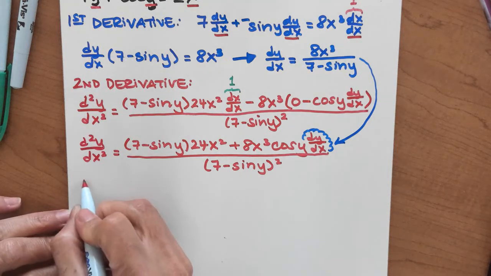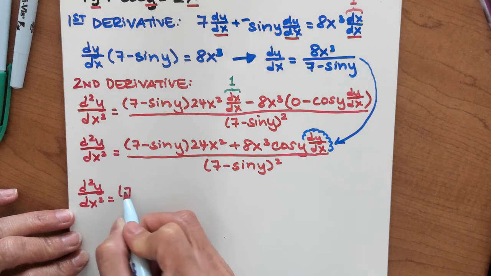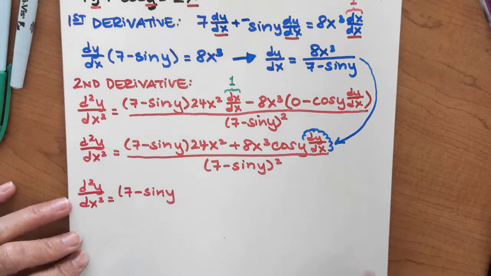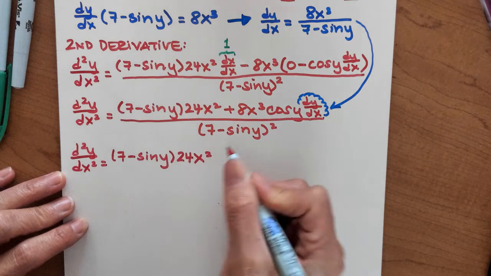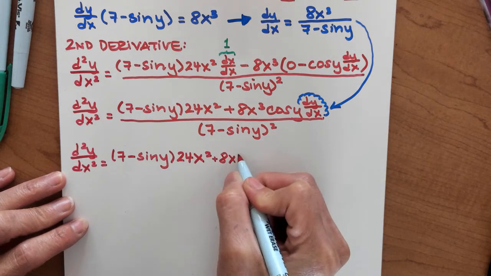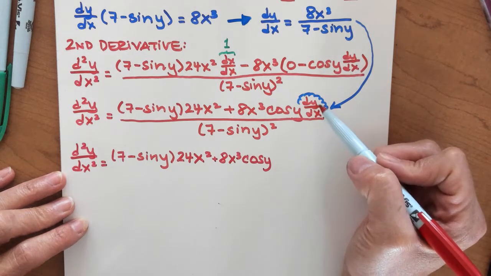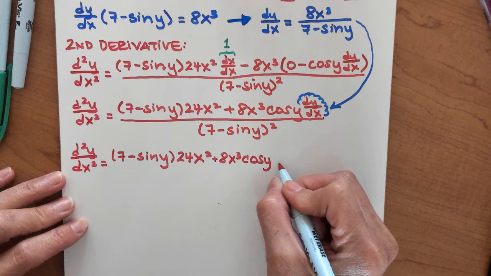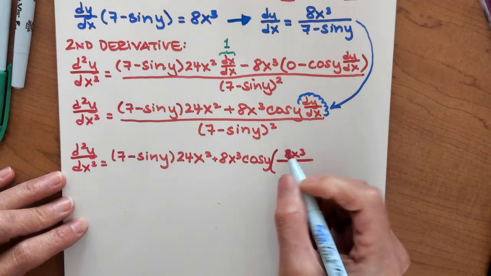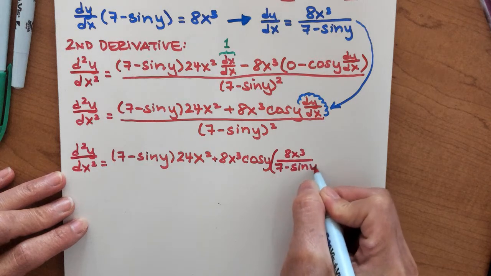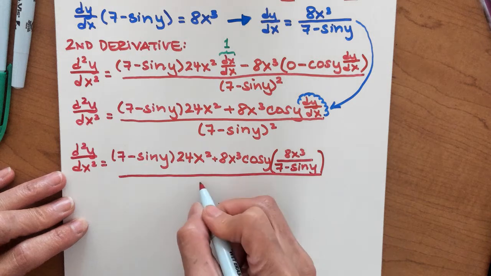So my second derivative now becomes 7 minus sine y times 24x squared, plus 8x cubed cosine y, and here comes my first derivative going in for dy/dx. So that's going to be 8x cubed over 7 minus sine y. And again, all of that over my 7 minus sine y squared.